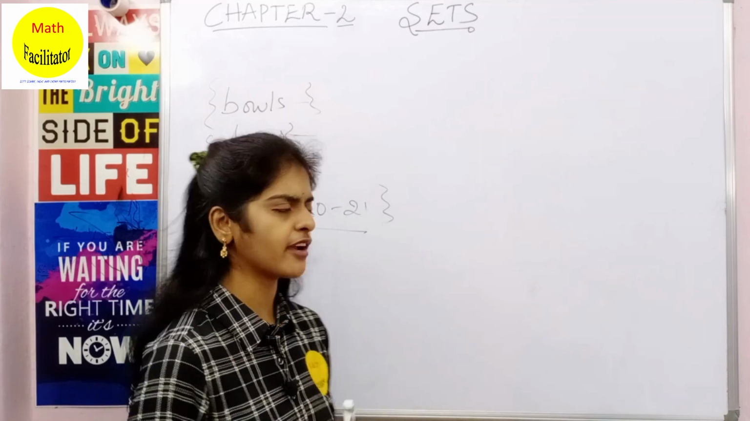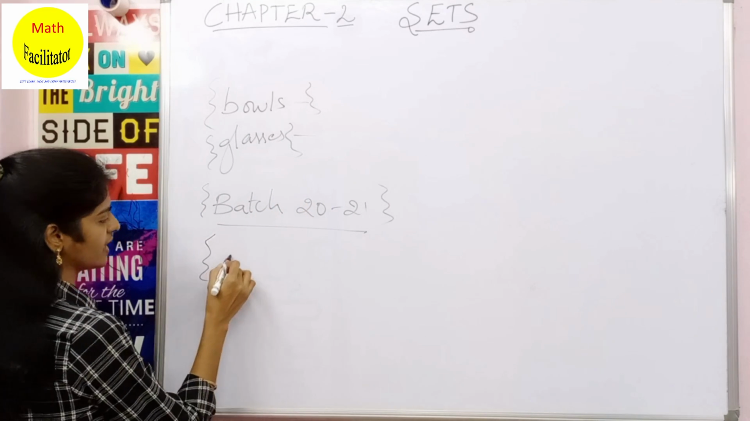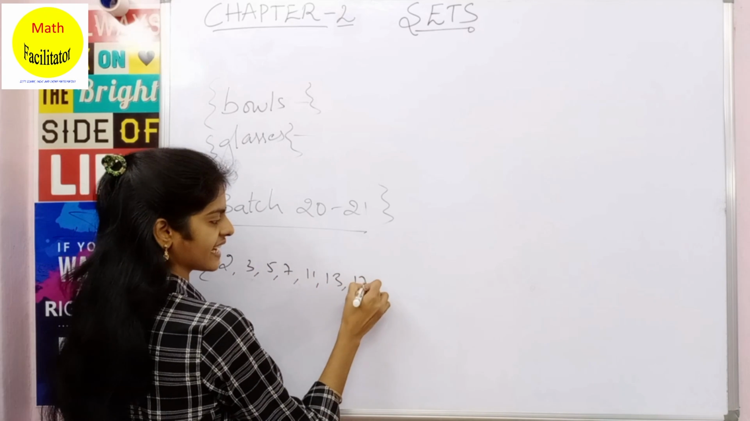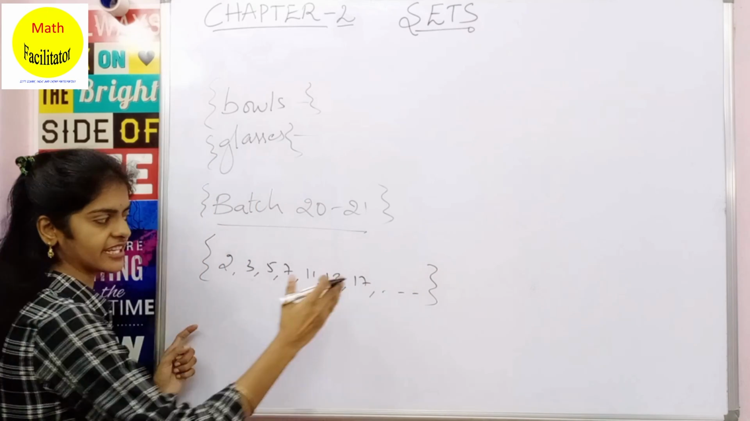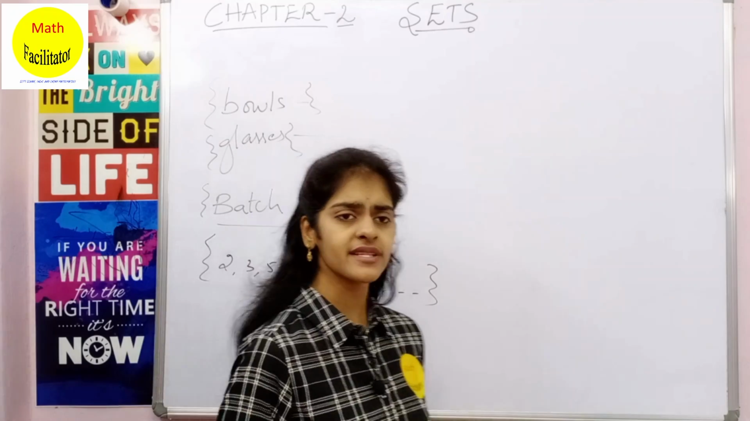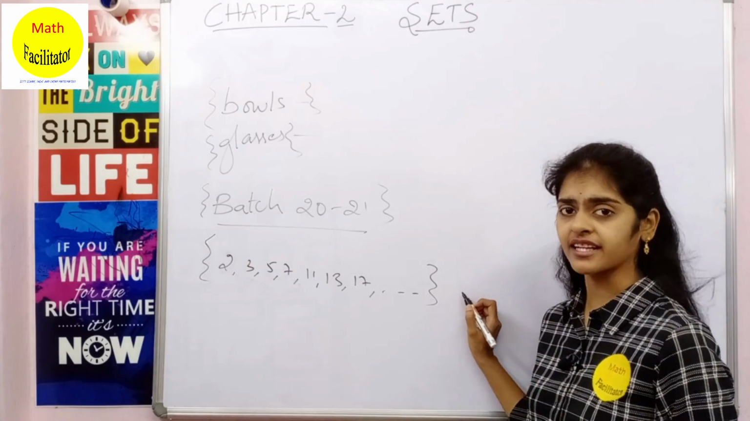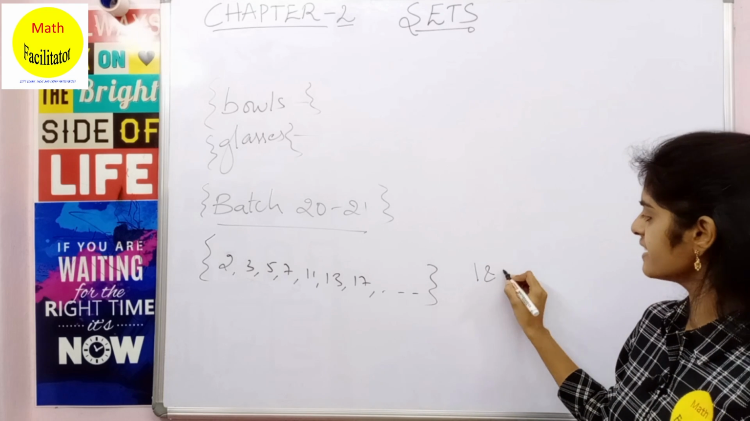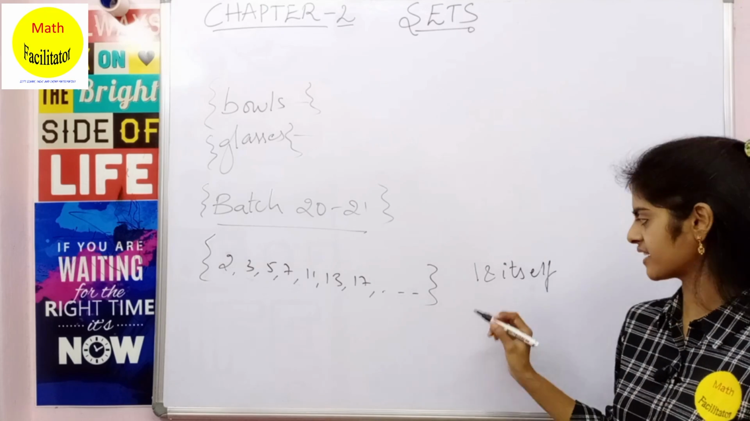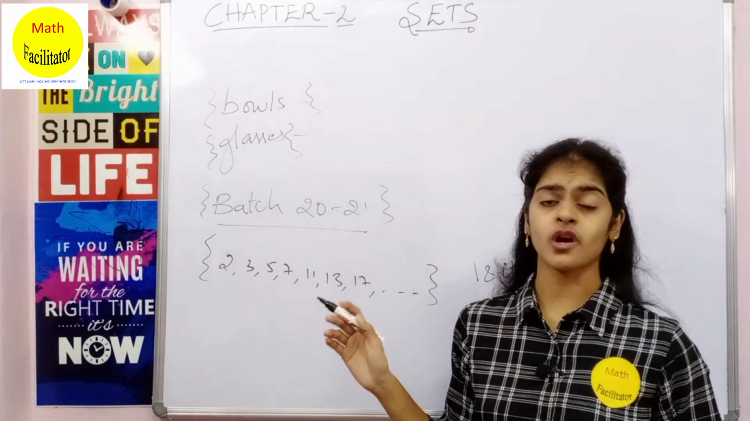Okay, now if I want to write the set of prime numbers, how do I write it? You know that prime numbers are nothing but 2, 3, 5, 7, 11, 13, 17, 19. Yes, so this is nothing but the set of prime numbers. Here you can see that prime numbers have a common property. What is it? Prime numbers have factors only 1 and itself. Okay, so there are not more than 2 factors. There are only 2 factors, 1 and itself. Okay, so this is nothing but the set of prime numbers. Okay, so I hope this is clear.